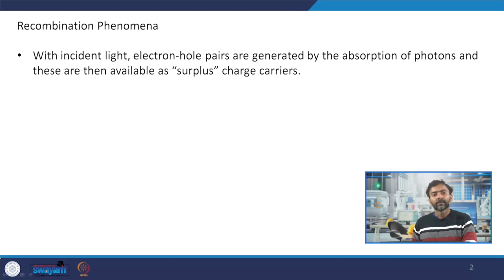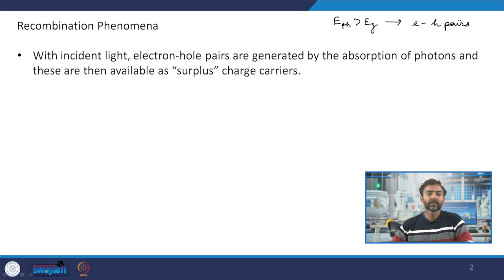As we have been discussing, when there is incident light on the solar cell, different photons impinge on it and get absorbed. Whenever a photon has energy more than the band gap energy, E_ph more than E_g, that leads to the creation of electron hole pairs. The photon gets absorbed by the solar cell and raises an electron from its valence band to the conduction band, thus creating the electron hole pair.